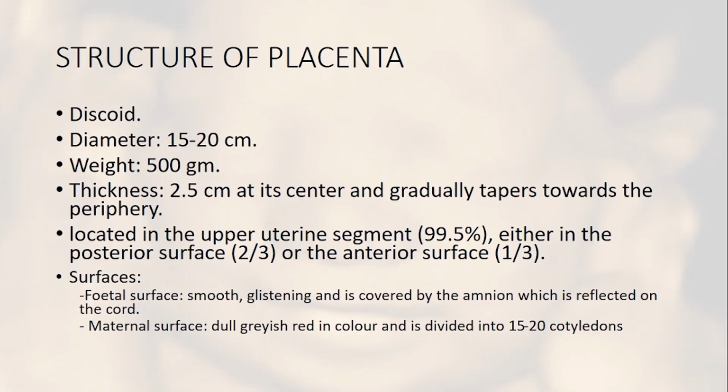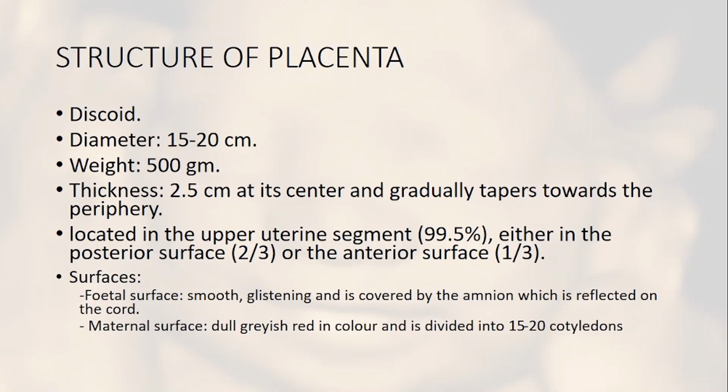The human placenta is discoid. Its diameter is about 15 to 20 centimeters, and it weighs an average of 500 grams at birth, or about one-sixth of the weight of the fetus. Its thickness is about 2.5 centimeters at the center, but it tapers gradually to the periphery. Most of the time its location is in the upper segment of the uterus, which is the normal position. Sorry, the placenta should be in the uterus.